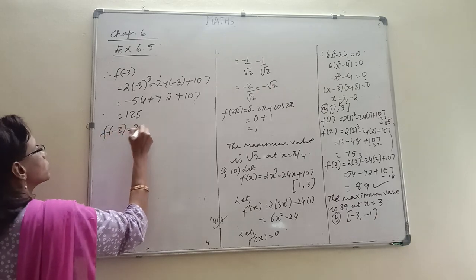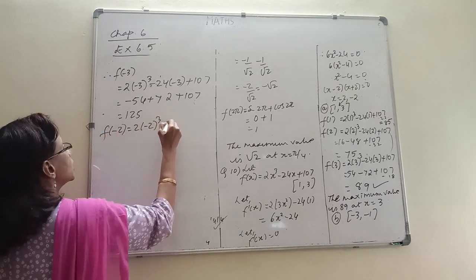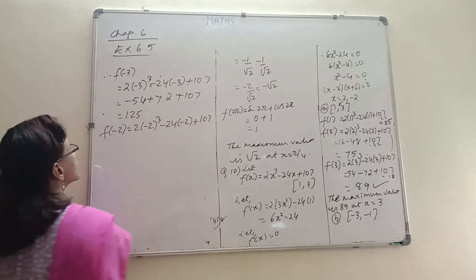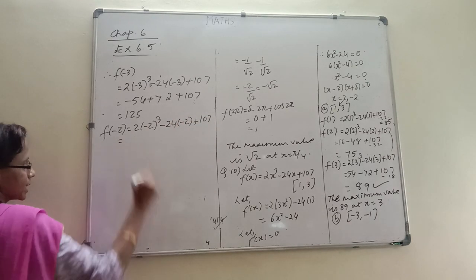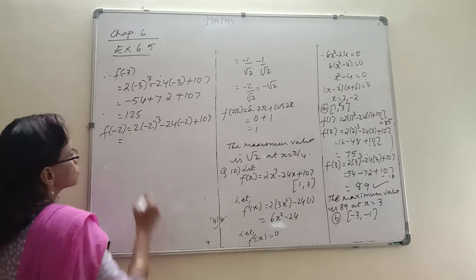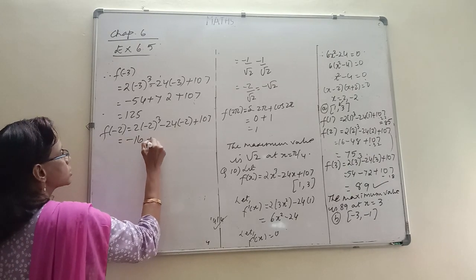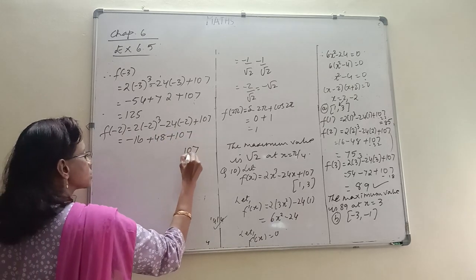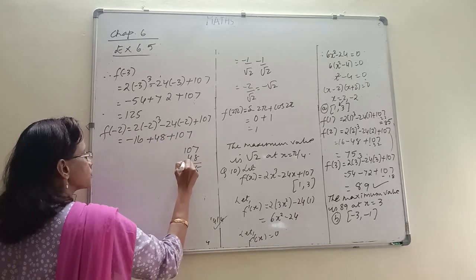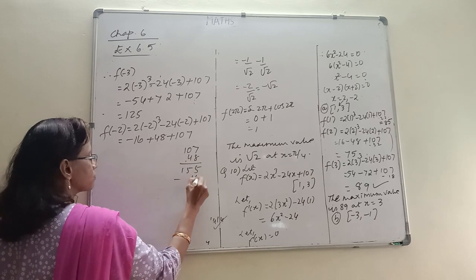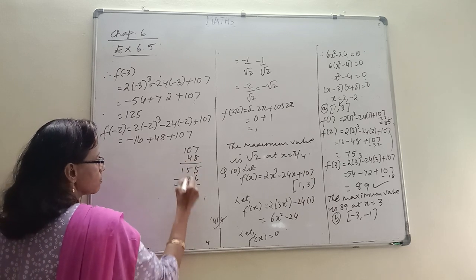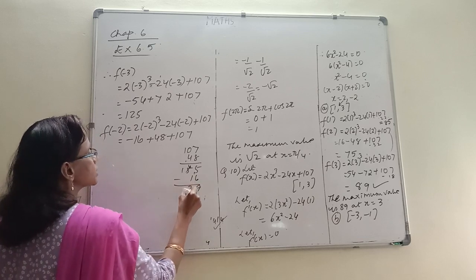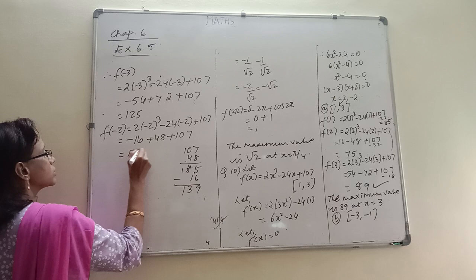f at negative 2 is 2 times negative 2 the whole cube minus 24 times negative 2 plus 107. So that is going to be negative 8 times 2, negative 16, plus 48 plus 107. So let's add 107 and 48. That's 155, to be subtracted from 16. So that is going to be 139. These are all huge values.